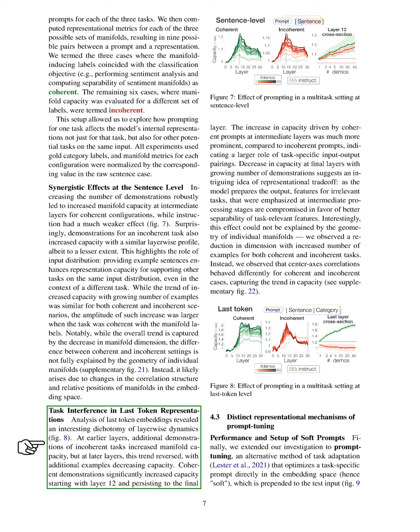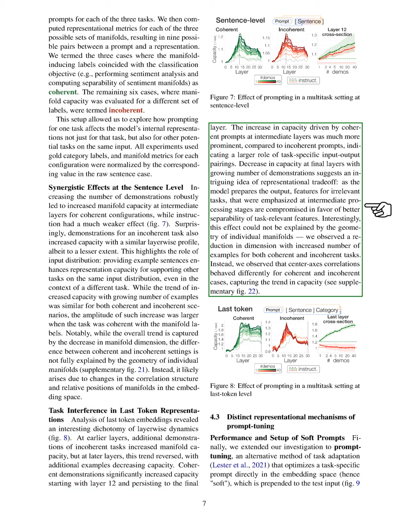Next, we examined task interference in last token representations. Our analysis revealed a unique pattern. In earlier layers, more demonstrations for incoherent tasks increased capacity, but this trend reversed in later layers, where additional examples decreased capacity. Coherent demonstrations consistently increased capacity from layer 12 to the final layer, indicating that task-specific input-output pairings play a significant role.